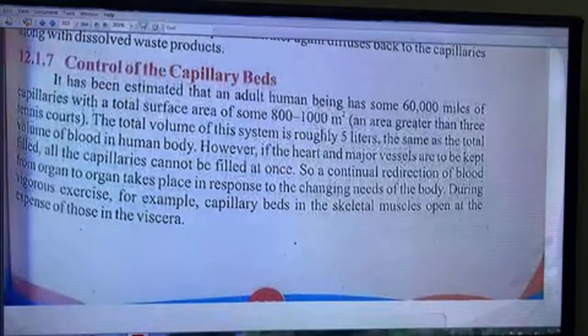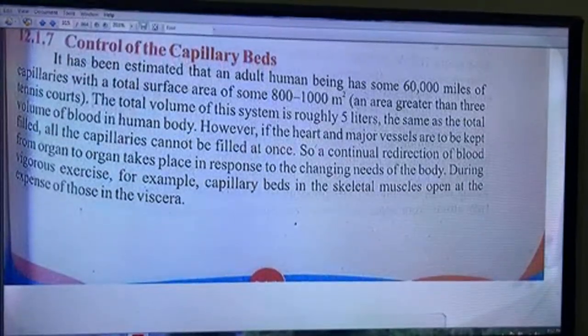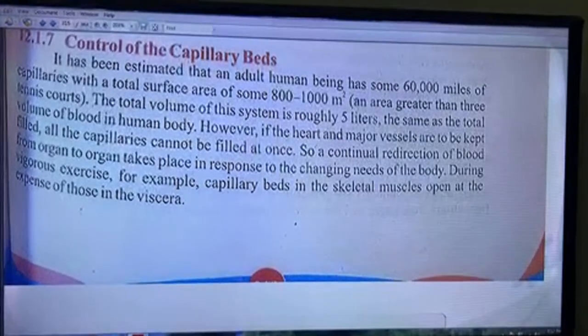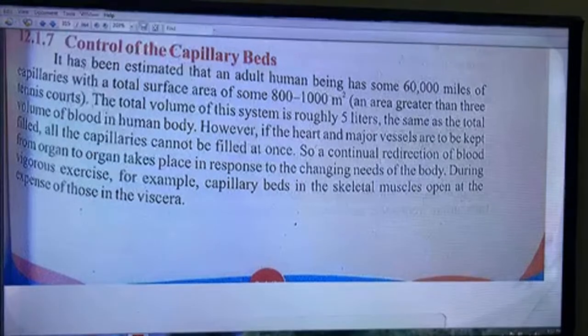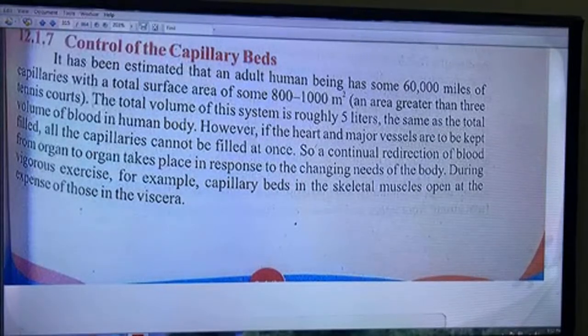Control of the capillary beds. It has been estimated that an adult human being has some 60,000 miles of capillaries with a total surface area of some 800 to 1000 square meters, an area greater than 3 tennis courts. The total volume of this system is roughly 5 liters, the same as the total volume of blood in the human body.